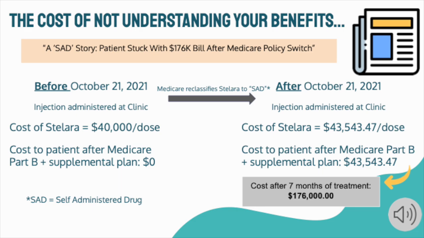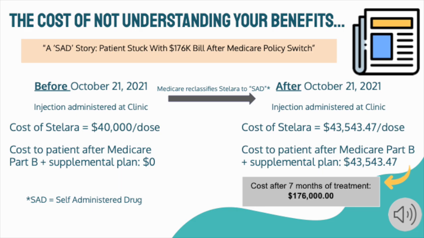On October 15, 2021, Medicare reclassified this drug as a self-administered drug, also known as SAD, and would no longer cover the cost if the medication was administered in the outpatient setting. Unfortunately, the patient was unaware of this change and continued to get injections administered in the clinic as he had previously done. Little did he know this medication was now costing him $43,543 out of pocket per dose.